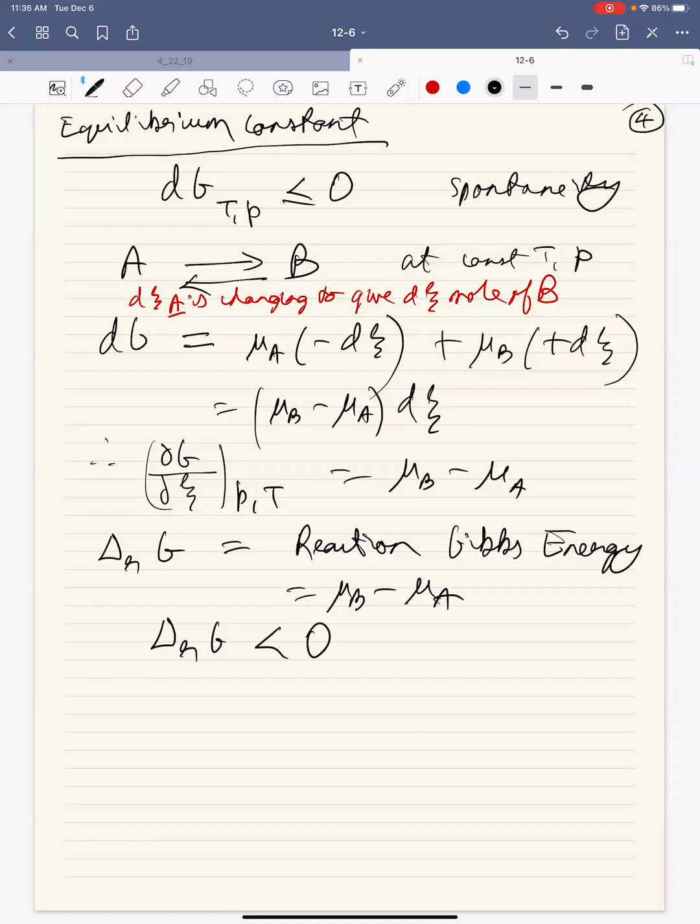Sure. Delta RG is the chemical potential of product minus reactant, right? So delta RG negative means which one has lower Gibbs energy, reactant or product? If it's negative, it is the opposite, right? It's product. It's confusing. I know it's product minus reactant. So if product minus reactant is negative, which one is smaller? Product, right? So if product has lower Gibbs free energy, what does it mean? Which is spontaneous? Formation of the product, right?